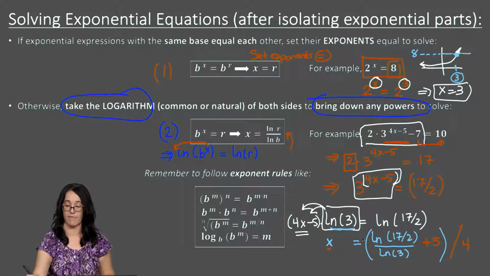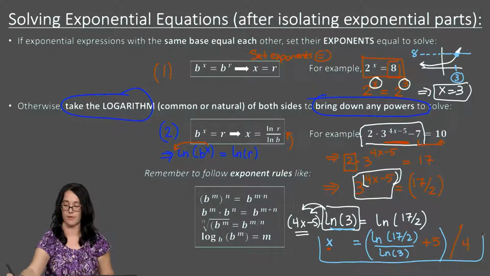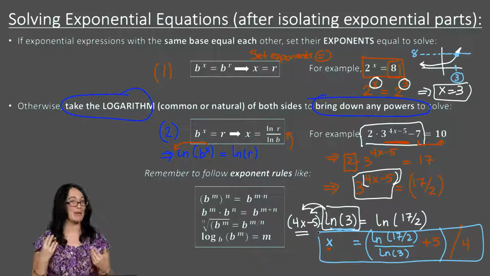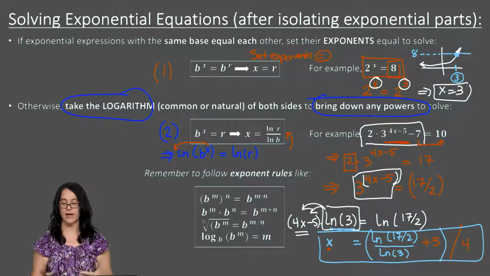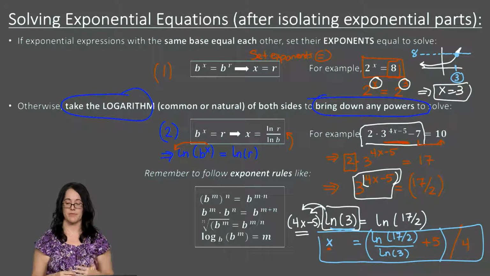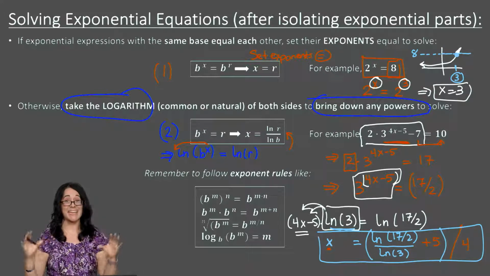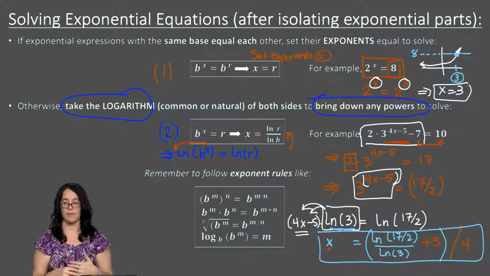So now I have a very nasty looking answer. I grant you that, okay? We could write it in many, many different ways, especially if we had distributed instead of dividing here, or if we used the change of base formula to write log base 3 of 17/2. Lots of different ways to write this. But the key is that you can find an exact answer, which is correct. This one would be correct. And you could check that going back from where you started, making sure that you haven't made any errors.